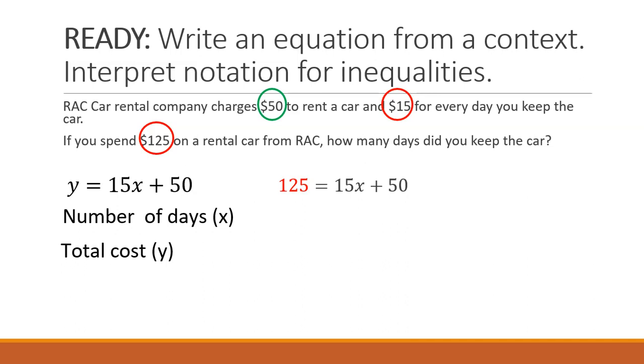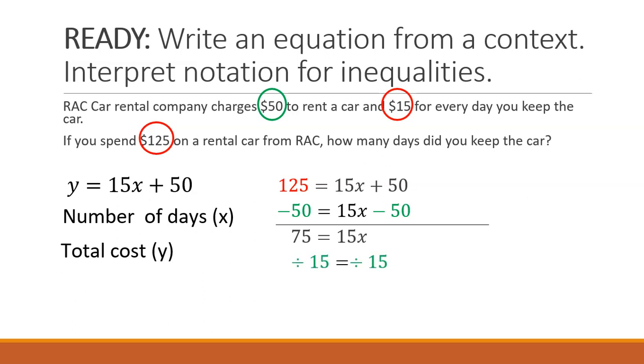So we have 125 equals 15x plus 50. Subtract 50 from both sides. This gives us 75 equals 15x. Next, divide both sides by 15. When we simplify, we get x equals 5. We've determined that we would have kept the car for 5 days in order to have spent $125.